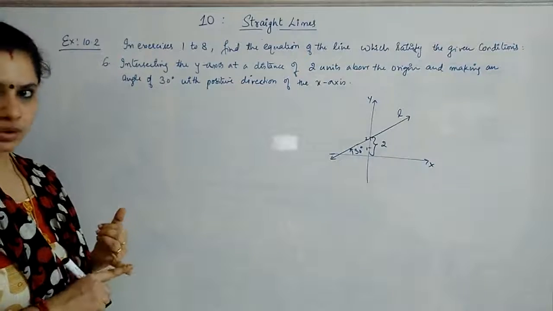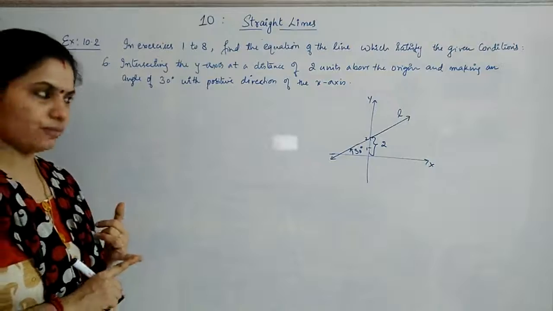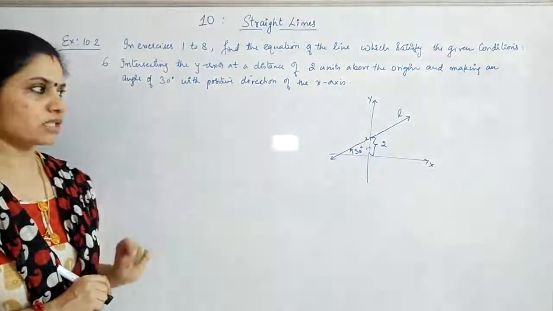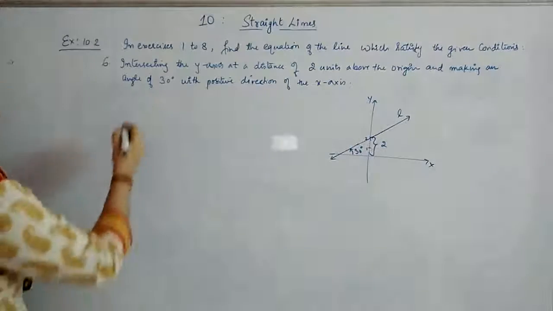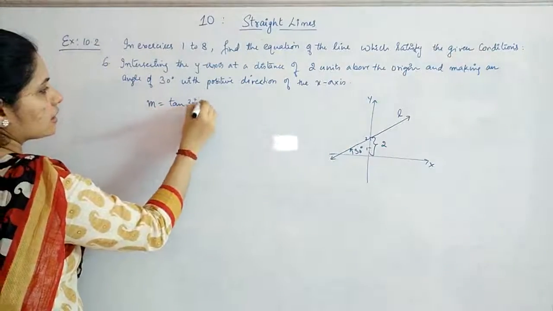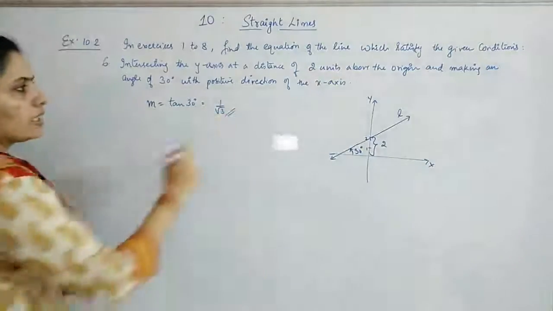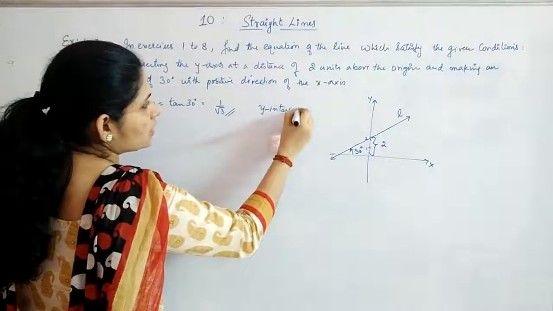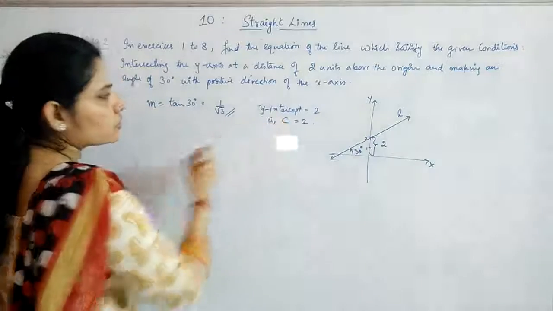So now you have slope after finding out the tan of that angle, that is tan 30 degree will give you slope, and you have the y-intercept. That means you can use again slope-intercept form, which is y equal to mx plus c, where c is the y-intercept. Okay, so first we will find out what is slope. M is equal to tan 30 degree, which is equal to 1 by root 3. So m. Now you have y-intercept given to be 2, that is c is equal to 2.